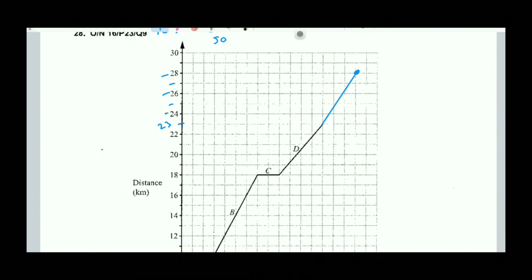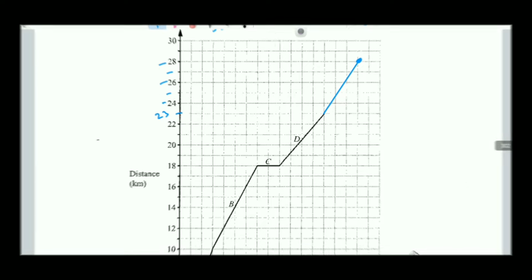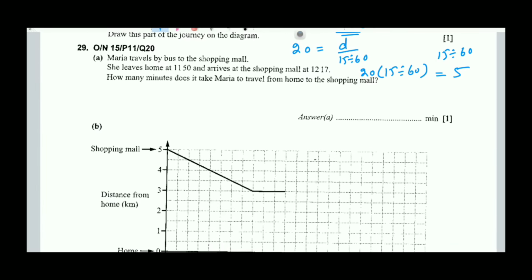This is the way how you will complete this graph. Maria travels by bus to the shopping mall. She leaves home at 11:50 and arrives at the shopping mall at 12:17. How many minutes does it take Maria to travel from home to the shopping mall? Very easy. 11:50 to 12:17. What is the time in between? 27 minutes is the answer.